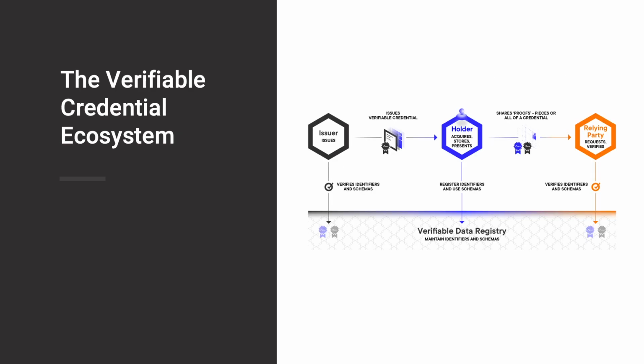This is kind of what a verifiable credential ecosystem is about. You've got three main roles: an issuer, a holder, and a relying party, or a verifier. You've basically got someone who issues, and you've got the involvement of a verifiable data registry, which is often a decentralized ledger or some other form of registry with those sorts of properties. And you go through an issuance process and then a presentation process. And the verifier or the relying party has the ability to verify these credentials back to the issuer.